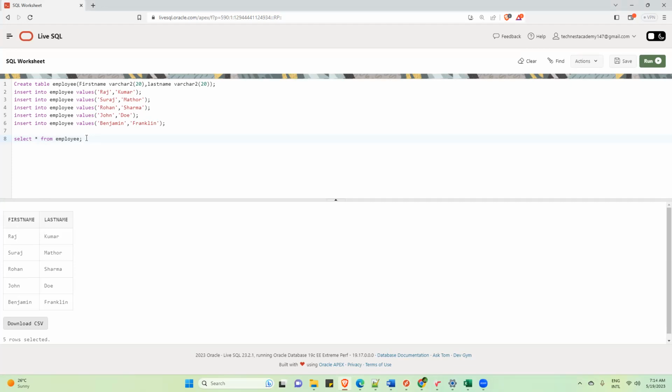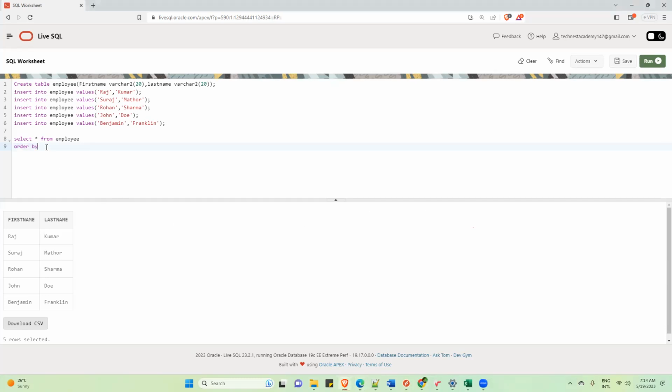This is a very common requirement, to sort the data either in ascending order or descending order. Now, suppose the requirement is please sort the first name in ascending order. To sort the data, we have this ORDER BY keyword. The moment you write ORDER BY, the SQL engine will understand that the user wants to sort the data.